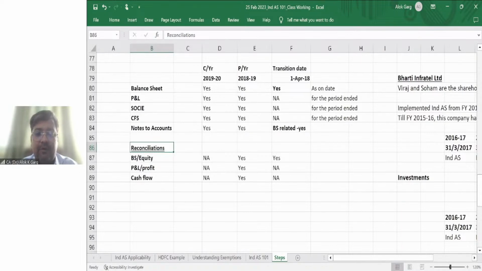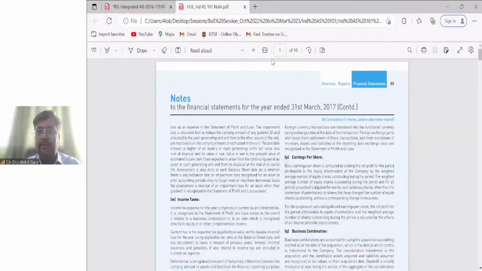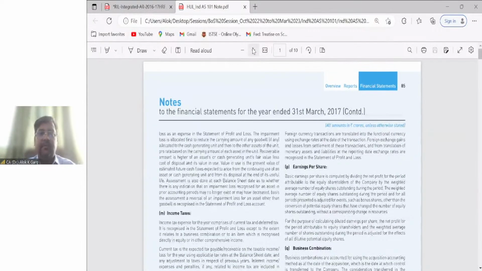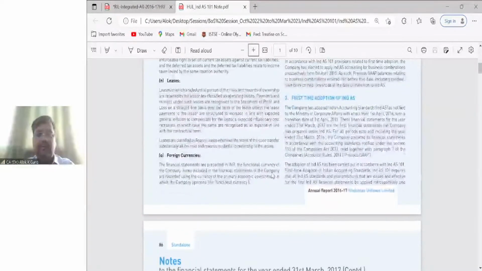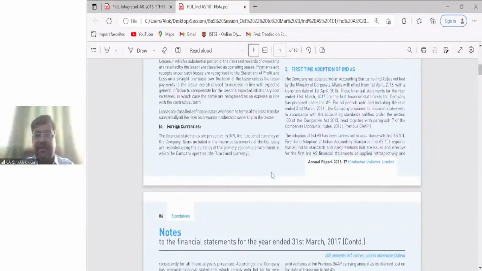And please let me know if the Hindustan Unilever Limited first time reconciliation and disclosure is visible. Please let me know. Is it visible? Hindustan Unilever Limited. This is the extract from the annual report of Hindustan Unilever Limited for the financial year 16-17.